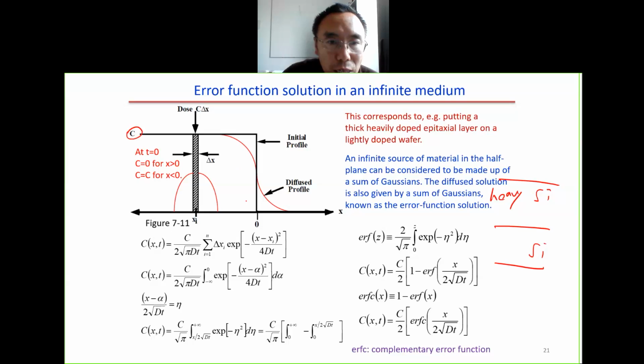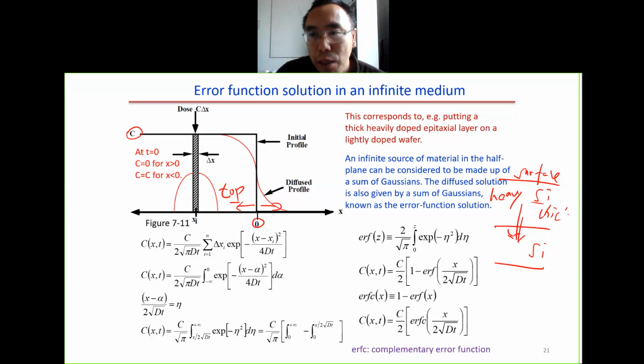On the left side, this is the top side. On the top side, we have this heavily doped silicon, and on the right side, we have no doping. Now we want to show how this dopant will diffuse into the underlying layer. Here we assume this layer is very thick. Because it is very thick, we can assume it is an infinite medium of material.